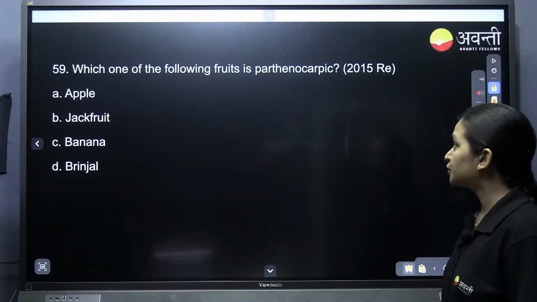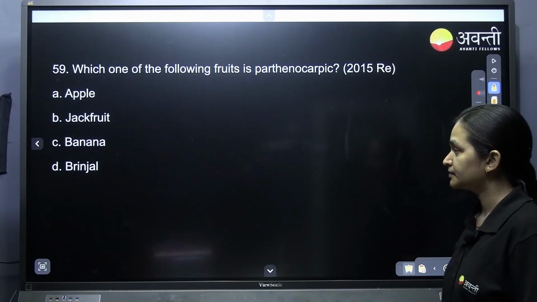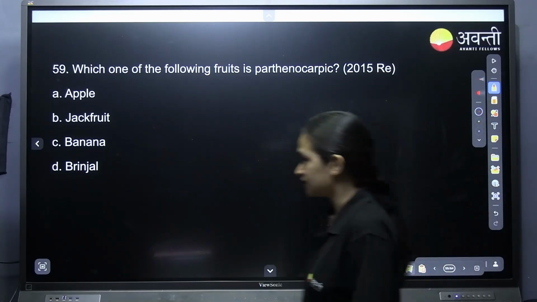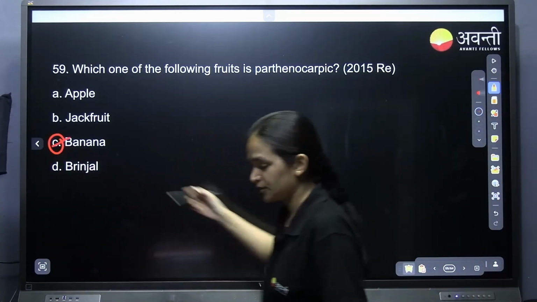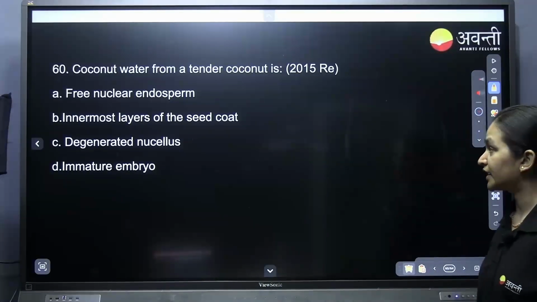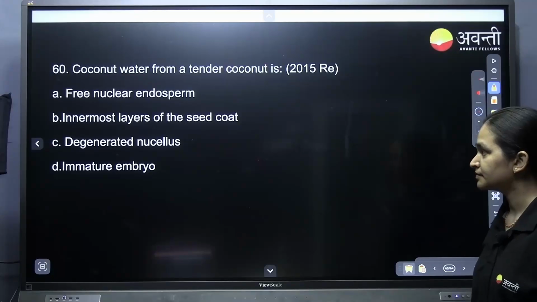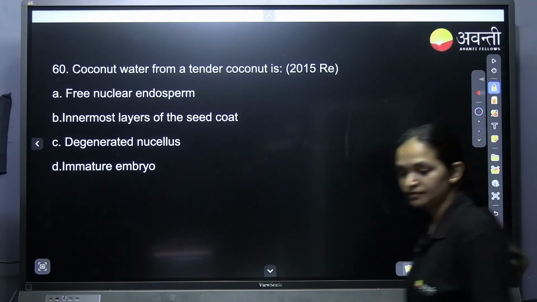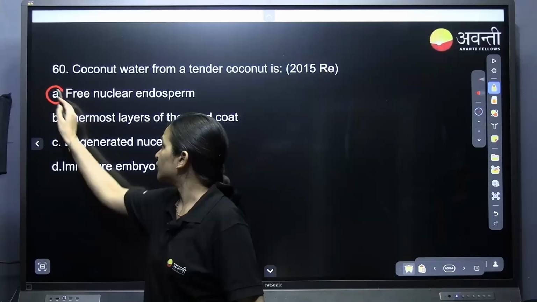Which one of the following fruit is parthenocarpic? Banana. Banana is parthenocarpic. Yes, very good. Coconut water from the tender coconut is, again it is repeated, free nuclear endosperm.